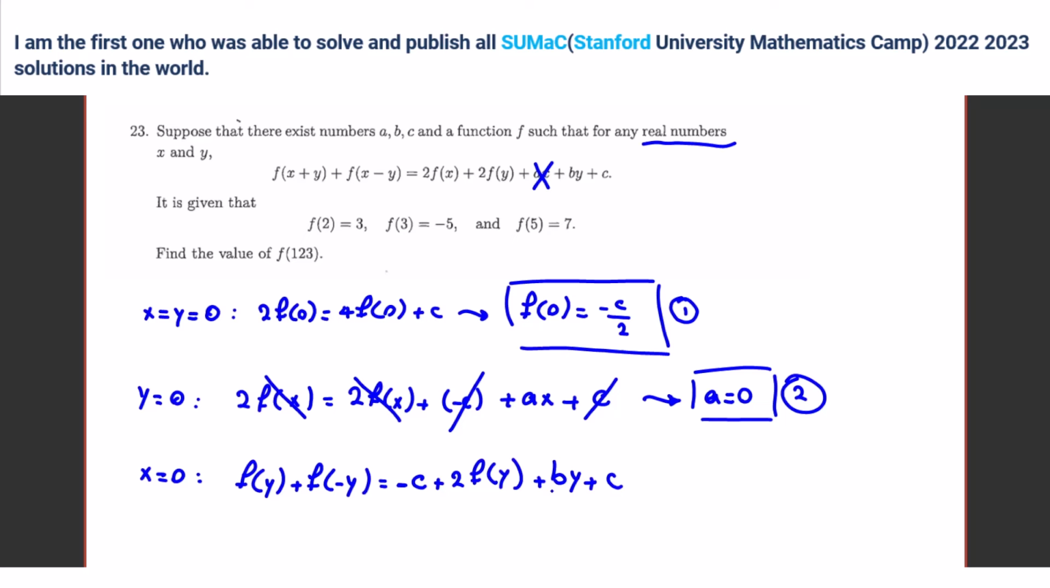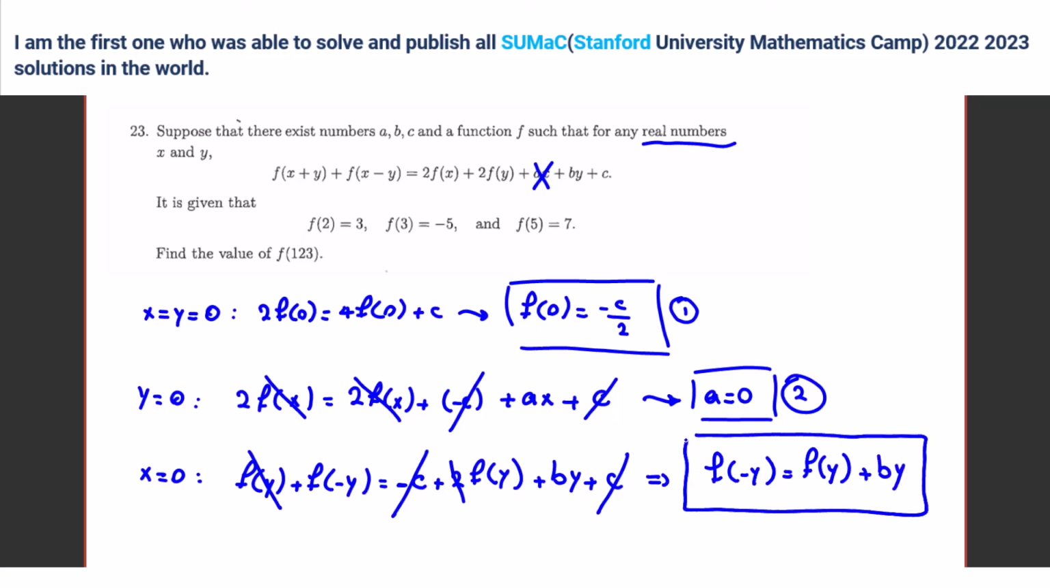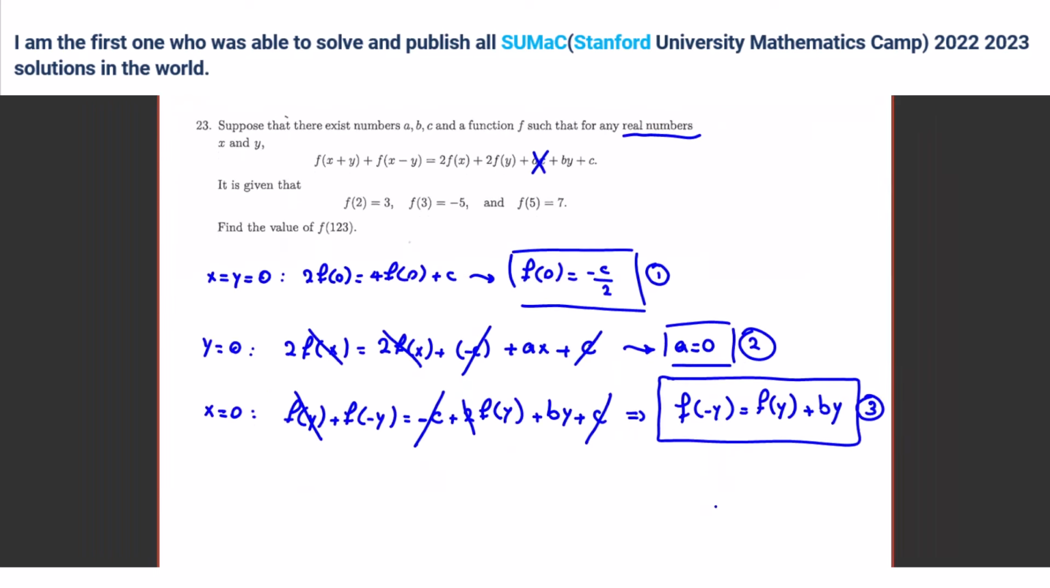We can cancel c and c, we can cancel these two and these. So f of negative y is equal to f of y plus by, right? Yep. We can draw a rectangle and call it result 3, okay? Now, what's the other special case about x and y that we can check?